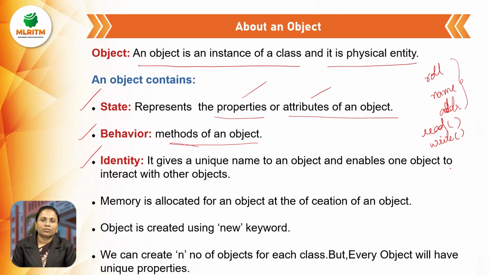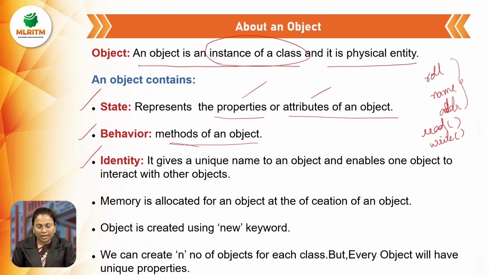Whenever we create the object for the class, at the time of creation of an object, memory is allocated. But for the class, memory is not allocated at the time of declaration. For an object, memory is allocated at the time of instantiation. In this memory, we store the variables and methods of a class. That's why we say that an object is an instance of a class.